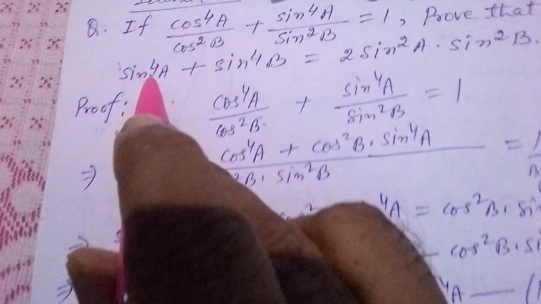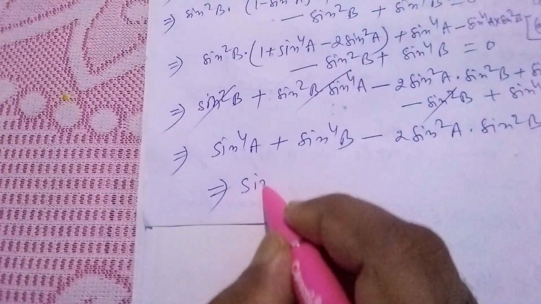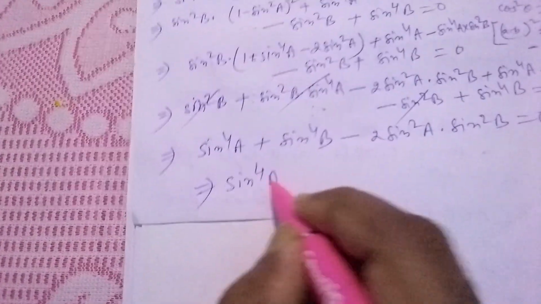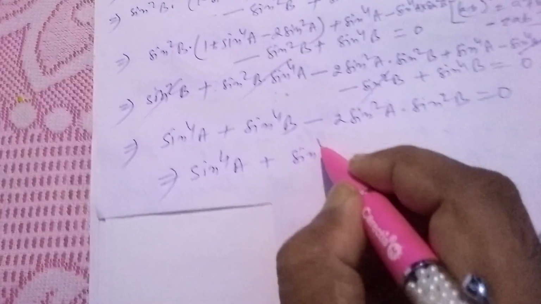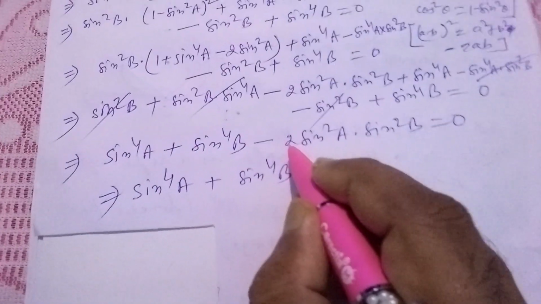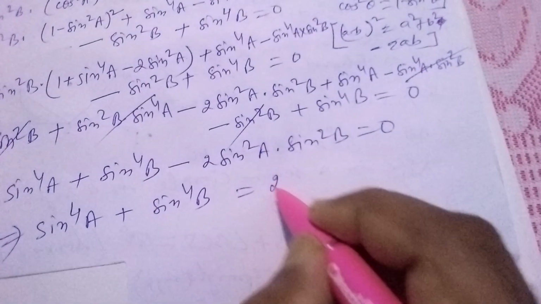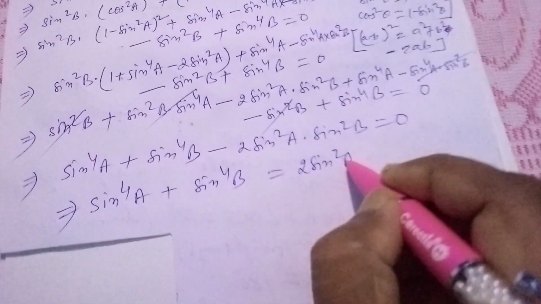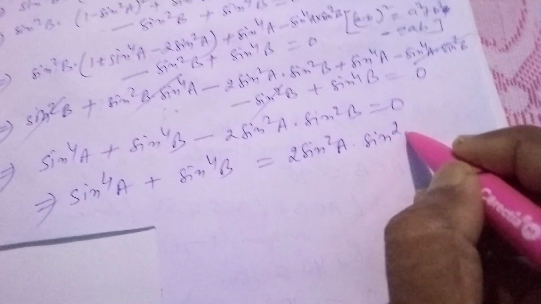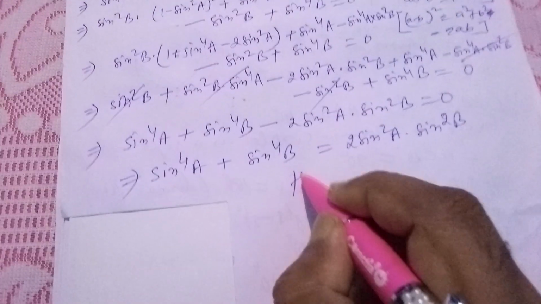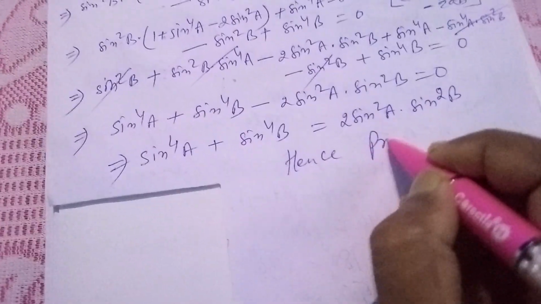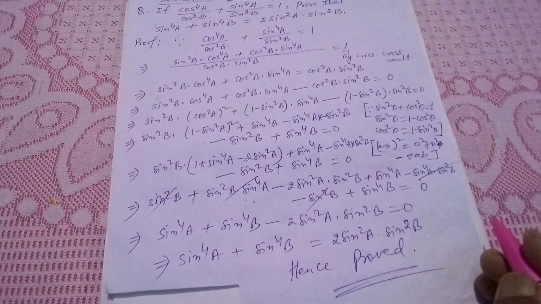Okay, and then you see what we have to prove. We have to prove sin to the power 4a plus sin to the power 4b equals 2 sin square a into sin square b. So here also we get the same thing. Sin to the power 4a plus sin to the power 4b equals this all. I am bringing the right side, then it becomes plus 2 sin square a into sin square b. Okay, hence proved. In this way, trigonometric identities are proved.